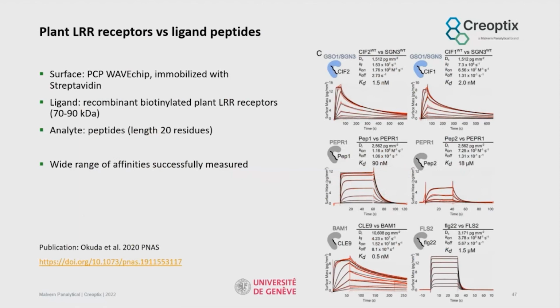In this example, we're looking at plant LRR receptors with ligand peptides. This is a very nice publication from the University of Geneva, which you can read by clicking this link. It's in PNAS. What we have here is our PCP Wave chip surface, which is a quasi-planar surface, allowing you to study very large protein-protein interactions or protein-peptide interactions. Our ligand was a recombinant biotinylated plant LRR receptor, in the range of 70 to 90 kilodaltons, immobilized on the sensor surface. The analyte was a peptide around 20 residues long. We can look at all of these interactions and resolve the KDs of very tight binders, but also understand peptides with fast association rates and slow dissociation rates, and even fast on and fast off. So we have a very flexible system to study these protein-peptide interactions.